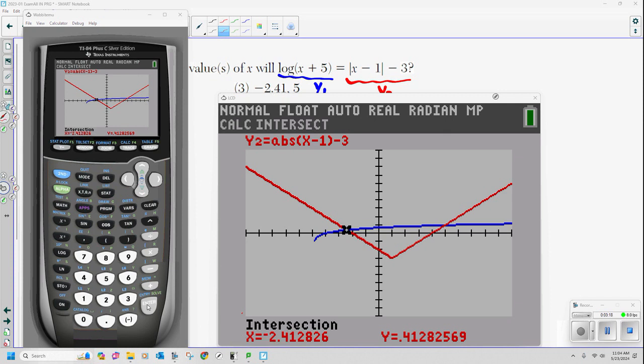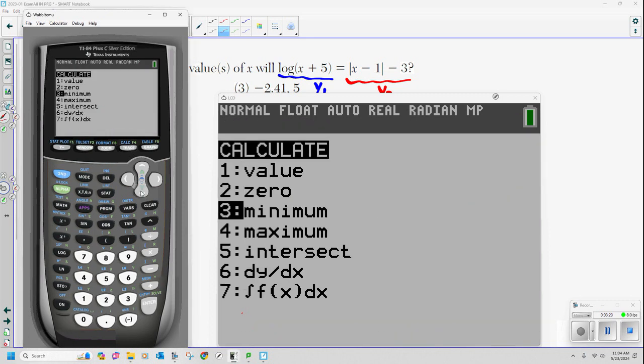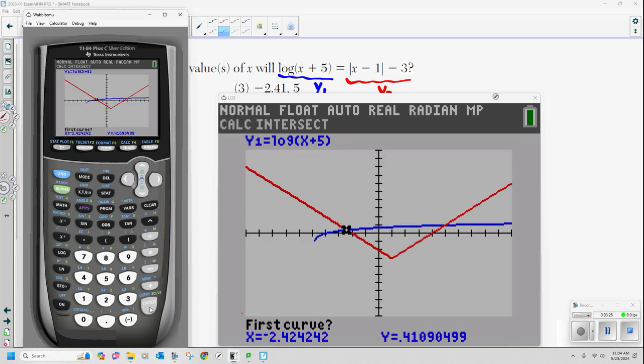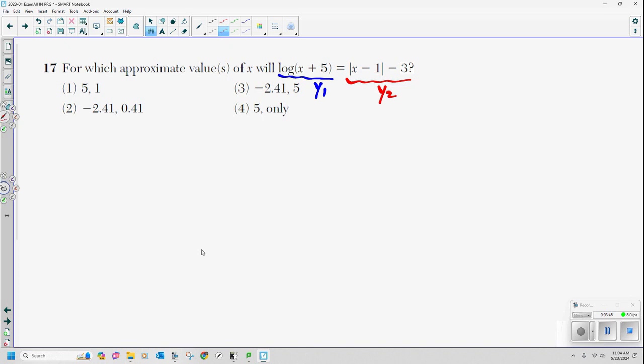What do I mean? I have to hit second trace again and hit intersect again. And this time, I'm going to move closer to the other intersection point. Hit enter 3 times. 1, 2, 3. The other answer is 5. So you have negative 2.41 and 5. Oh, look, choice 3. Negative 2.41 and 5.